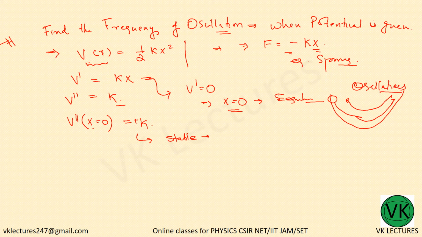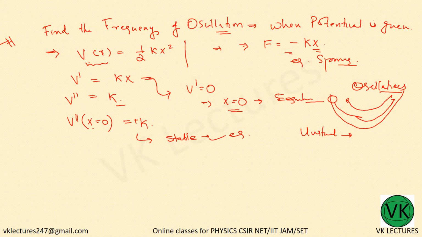Oscillation will take place only in a stable equilibrium point. In an unstable equilibrium point, the particle will not come back, so it will not have a frequency. It will not come back, right? So we cannot find frequency in an unstable equilibrium point.